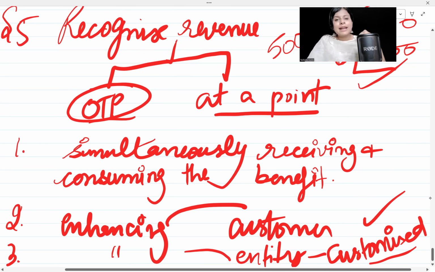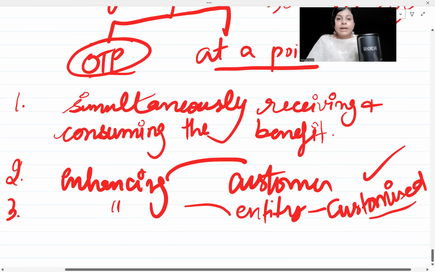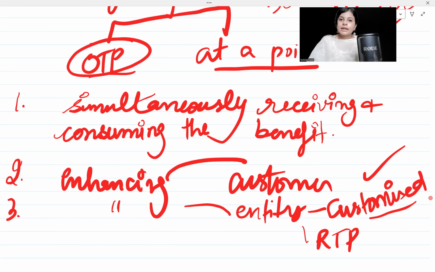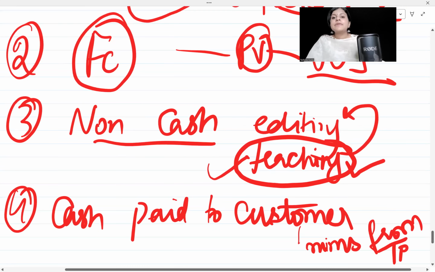Mostly in these cases, we take an advance. But if you have not taken an advance of the full 100%, you make a contract that based upon the progress, we are going to receive the money or we are going to record the revenue. So when you are enhancing the asset which is controlled by you only, but it is customized and you have an enforceable right to payment, then in that case also you recognize the revenue over the period of time, right? So this is the 5-step approach that we have in IFRS 15.